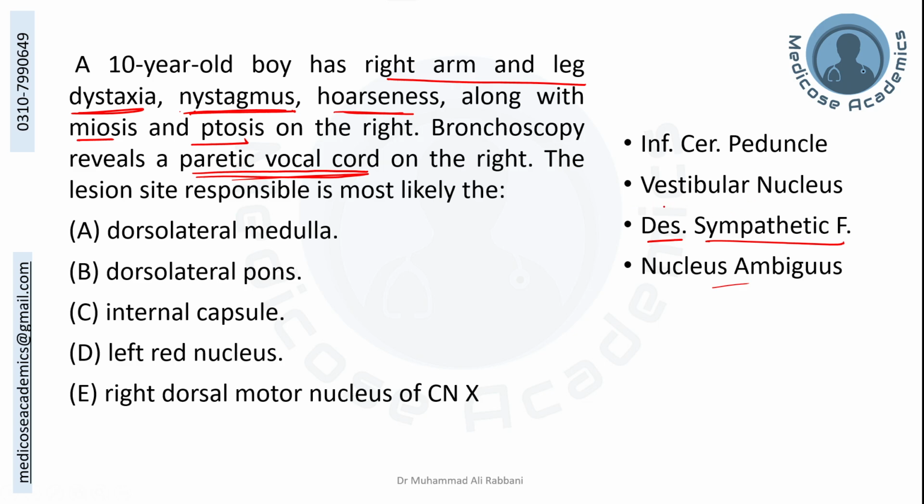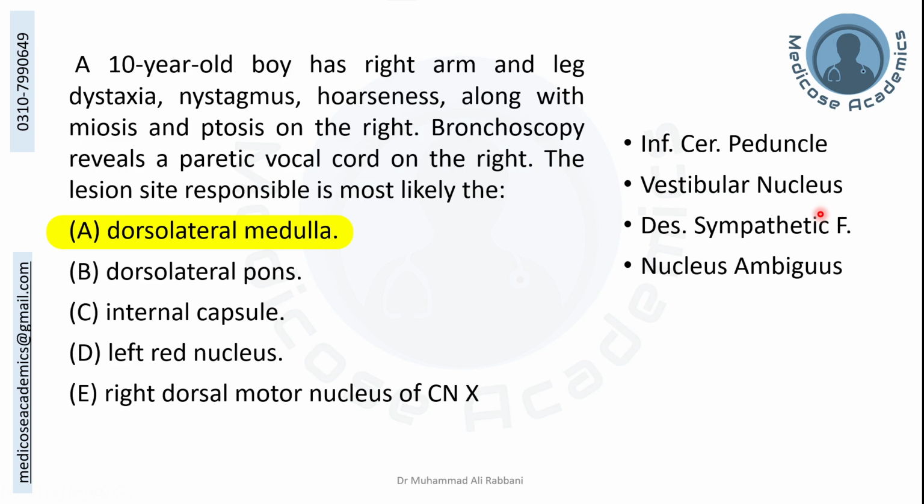So where are these structures present? The vestibular nucleus, nucleus ambiguus, and inferior peduncle are present at the medulla oblongata level. So we have discussed that it is at the medulla. Next, is it medial? Is it lateral? The inferior peduncle is placed laterally. The vestibular nucleus is placed laterally. The descending sympathetic fibers that run with the spinothalamic tract are placed laterally. So all of these point to lateral. So the person has a lesion in the dorsolateral medulla oblongata.